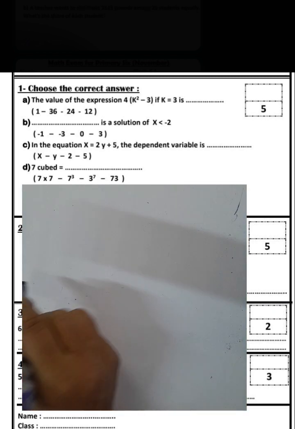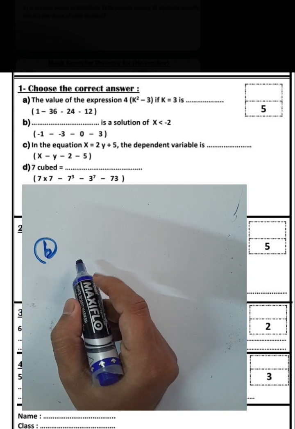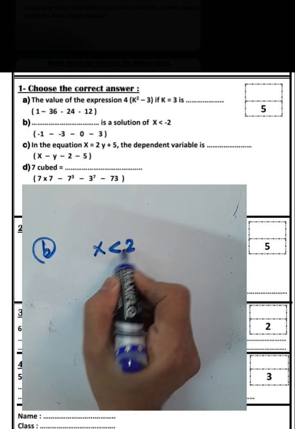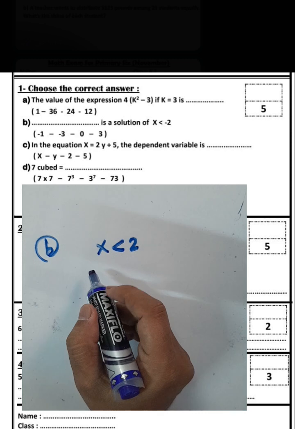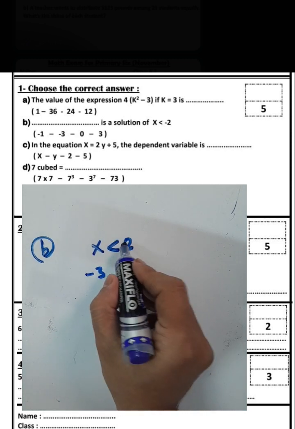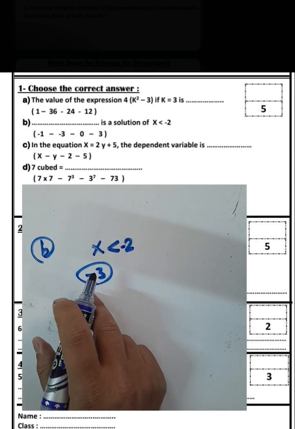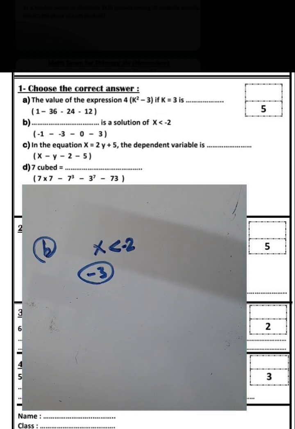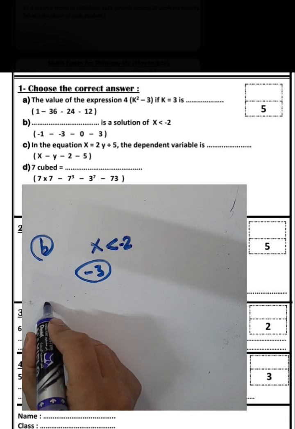Next question, letter B. Which is a solution of x less than 2? Here, negative 3 is less than 2. Here we have negative 2, so negative 3 is less than negative 2. The answer is negative 3.